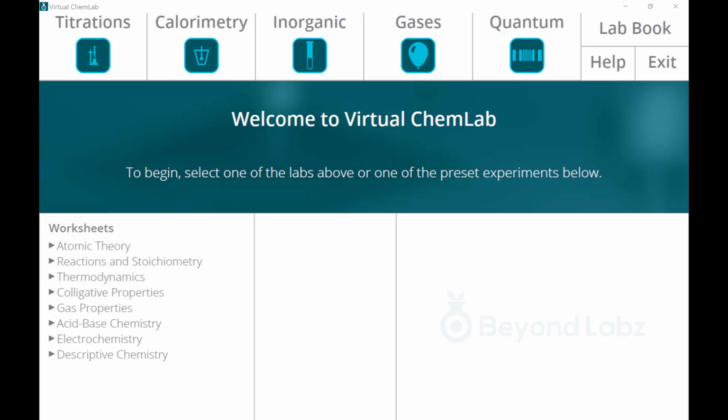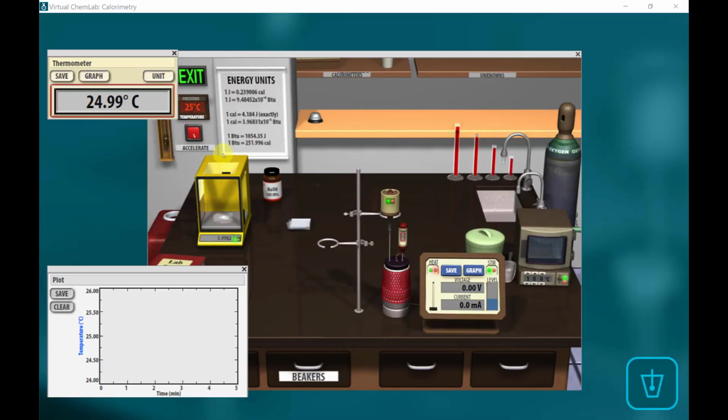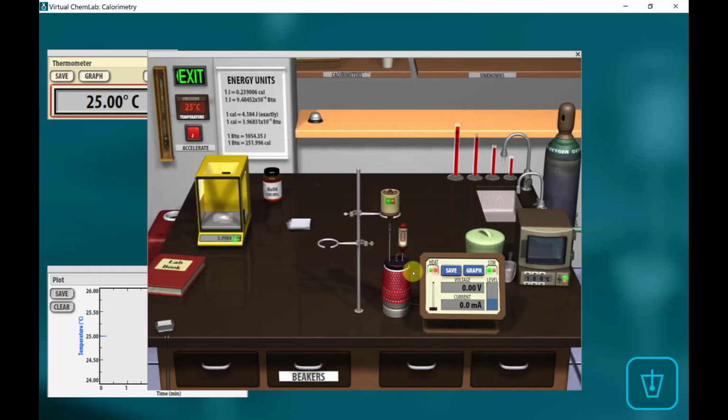To start the experiment, we're going to click on Thermodynamics in the Virtual Chem Lab and choose Hess's Law. You'll need to record the mass of the sodium hydroxide, and if you can't see it very well, you can just click in there to zoom in on that. And then we have water in the calorimeter that we're told is there. There's 200 milliliters of water, and my shaft is on.